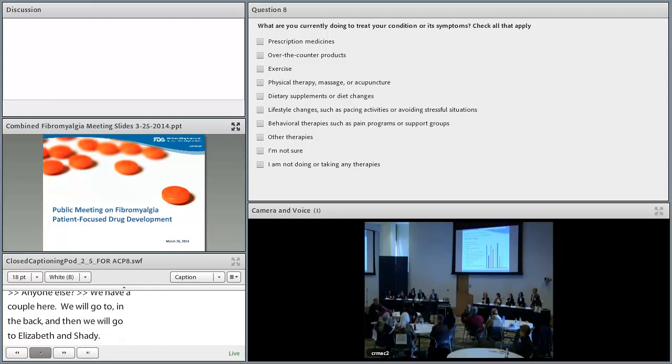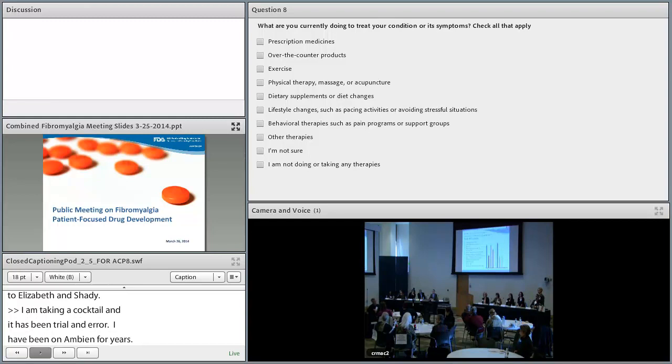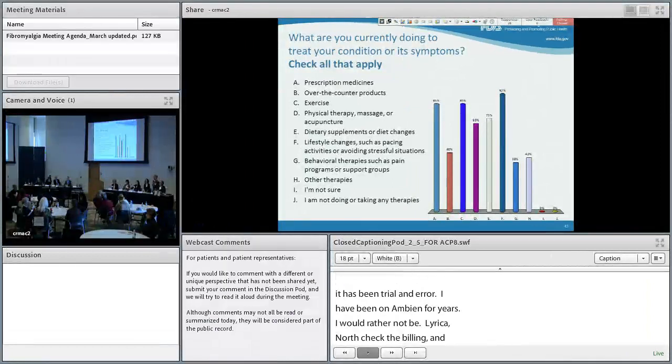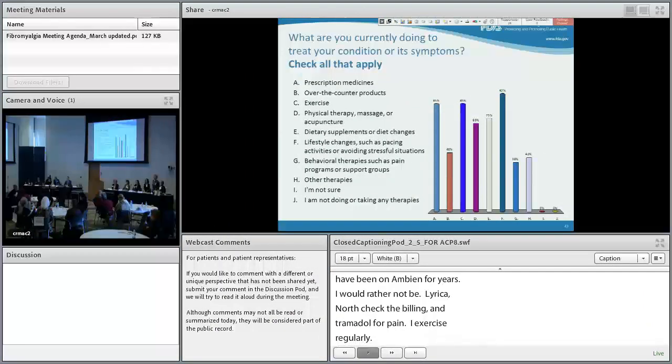I am taking a cocktail, and it's been trial and error. I have been on Ambien for years. I'd rather not be. Lyrica, nortriptyline, and tramadol for pain. I exercise regularly. How well are those that you're taking regularly addressing your issues?